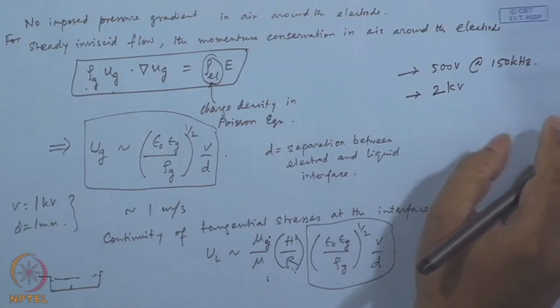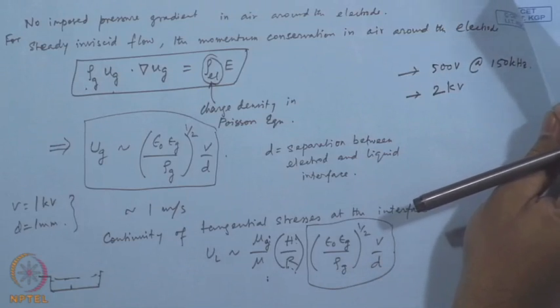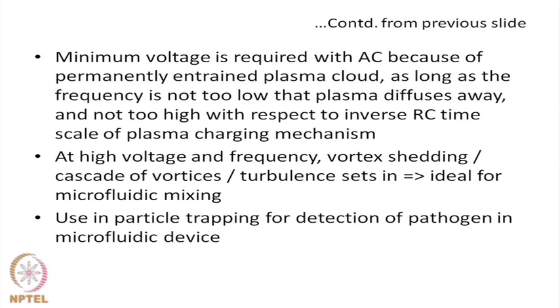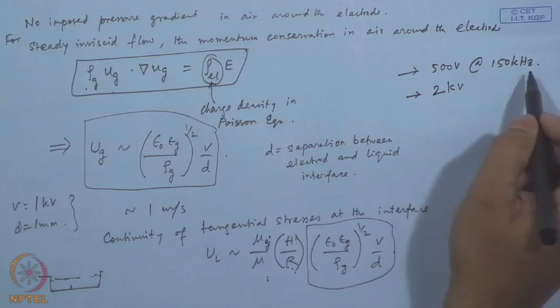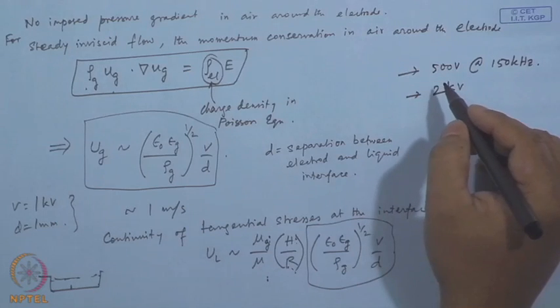This we have already discussed, that minimum voltage is required with AC because of permanently entrained plasma cloud. As long as the frequency is not too low, that plasma diffuses away, and not too high with respect to inverse RC time scale of plasma charging mechanism. If one wants to work with this, probably 150 kilohertz is a good frequency, and for that one needs 500 volt of voltage. So, that is something we have.